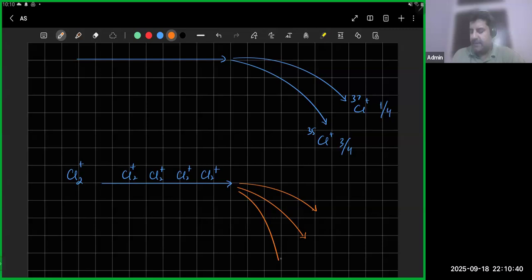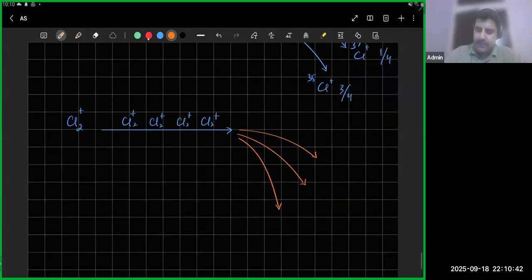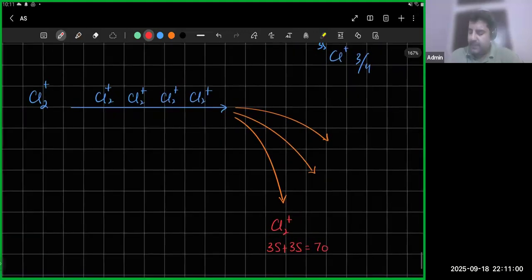There's going to be a lighter version of Cl2 plus, and there's going to be a heavier version. So the lightest version of Cl2 plus, both Cl atoms will have a mass of 35. So in total, it's going to have a mass of 70. Then there's going to be a slightly heavier Cl2 plus. So one of the Cl would be 37, and the other Cl will have a mass of 35. So it will have a mass of 72.